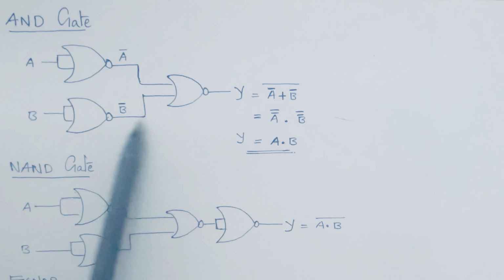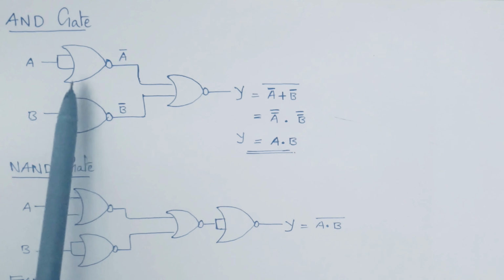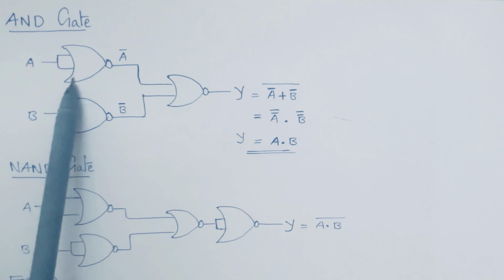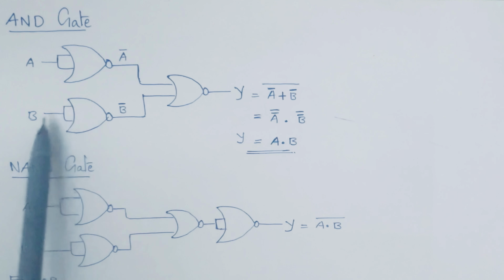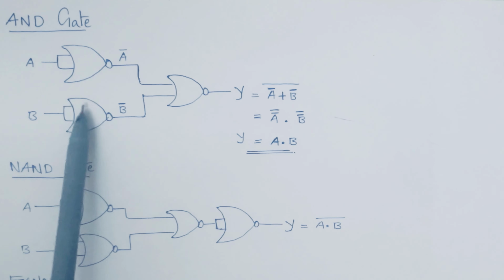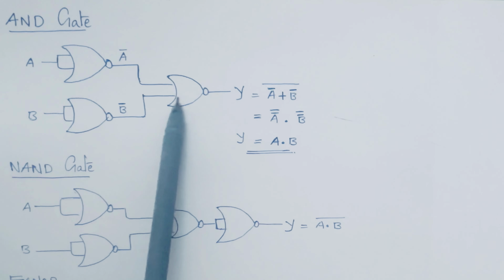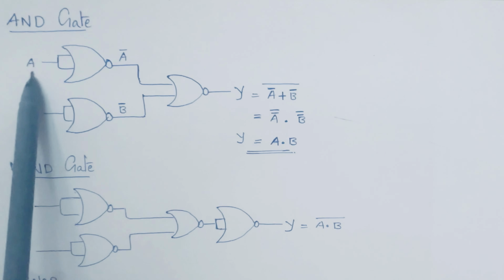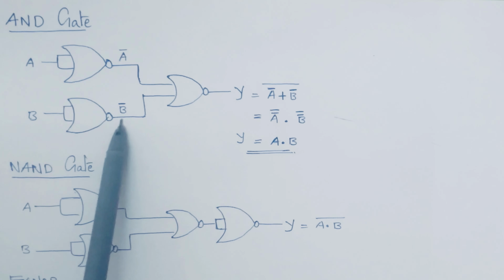This is the circuit diagram of AND gate using NOR gates. Three NOR gates we are using here. To the first NOR gate, inputs are shorted and we give input A. In the second NOR gate also, inputs are shorted and we give single input B. That means these two NOR gates are going to work as NOT gates, and the outputs of these two NOR gates are given to the third NOR gate. So here the input is A, so the output will be A bar. Here the input is B, output will be B bar.